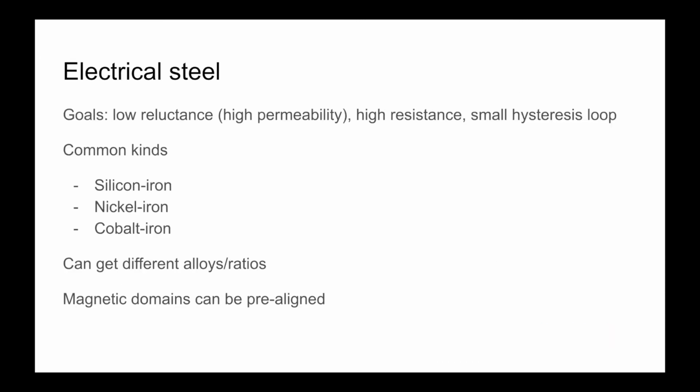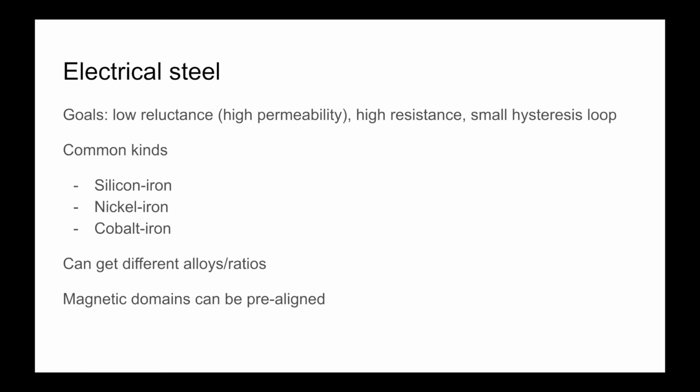Unlike eddy currents, the hysteresis losses do not have some nice electrical looking equation, and it's entirely material dependent. As a result, the only thing that we can do to minimize hysteresis losses is to select the best material. This introduces the idea of electrical steels. Electrical steels are metals designed to meet three properties: low reluctance, high resistance, and a small hysteresis loop.